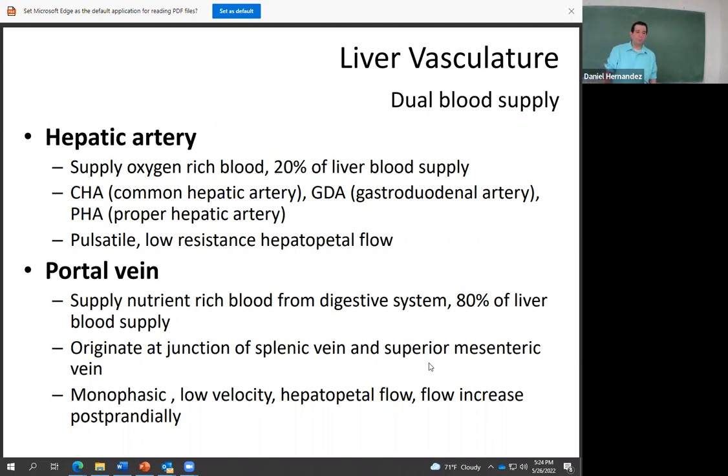Blood flow within this main portal vein is what's called monophasic. It should have a low velocity. This flow is hepatopedal, going towards the liver again. Also to note, this flow will increase postprandially. As you can imagine, after the patient has eaten, they're digesting food, so we have increased blood flow going to the intestines to help aid in digestion. That increased blood flow going there has to also exit, so we have increased exit of blood flow coming from the digestive tract into that portal vein.